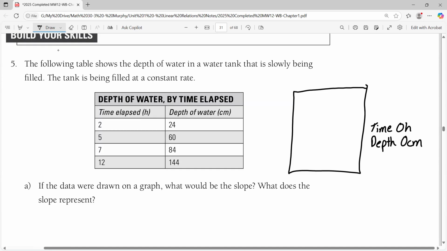So what does that mean? This is a direct linear relation. Because we're going to start the graph at 0 and 0, or our table at 0 and 0, our equation will only have to be y equals slope times x. So here it is at 2 hours, 24 centimeters, 5 is 60, 7 is 84, and 12 is 144.